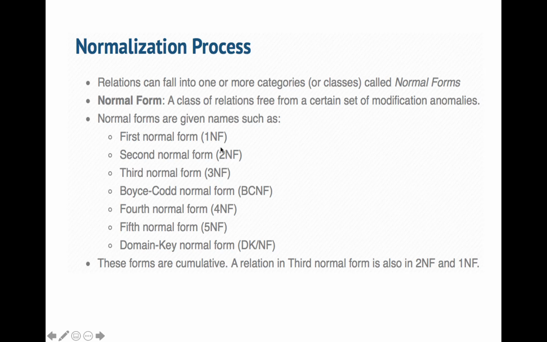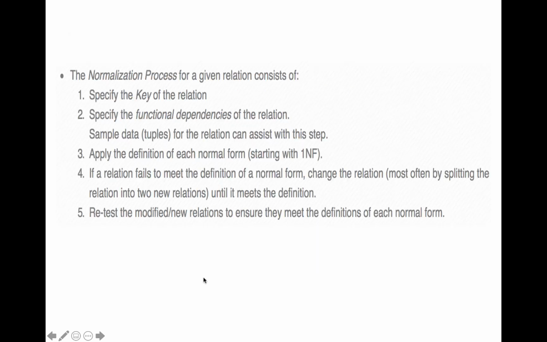We say that these forms are cumulative, in that a relation that's in the third normal form is also in second normal form and first normal form. If a relation is in Boyce-Codd normal form, BCNF, then it's also in third normal form, second normal form, and first normal form. So we say that they are cumulative.